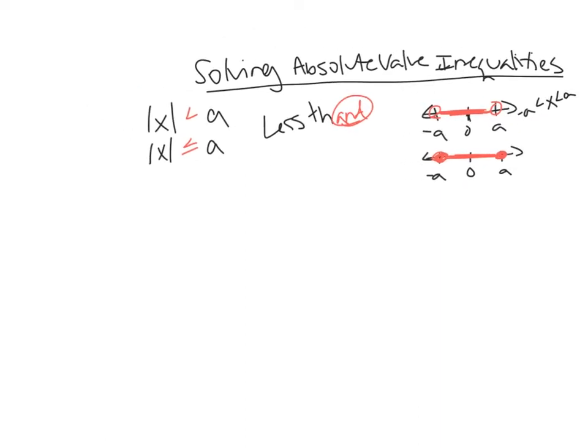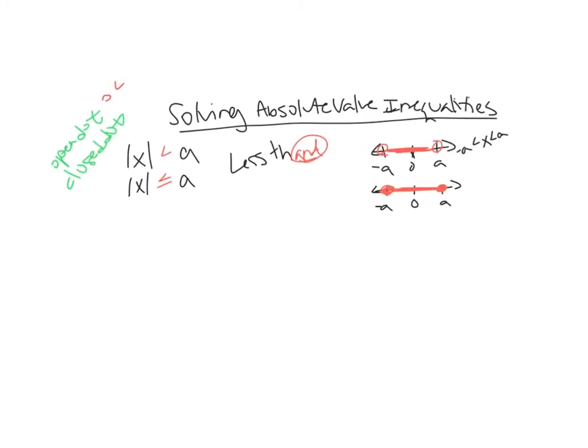And a reminder that we have an open dot if it is less than or greater than, and a closed dot if we have equal to, okay? So it's an open dot if we have less than or greater than, and a closed dot if we have less than or equal to, or greater than or equal to. Okay, so that is less than.